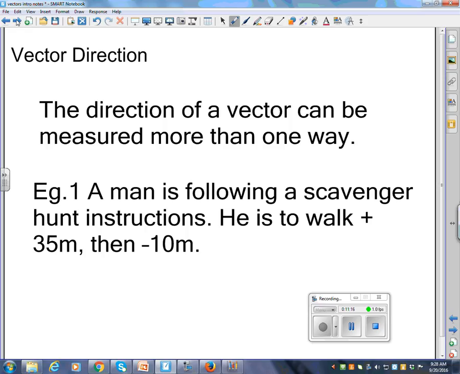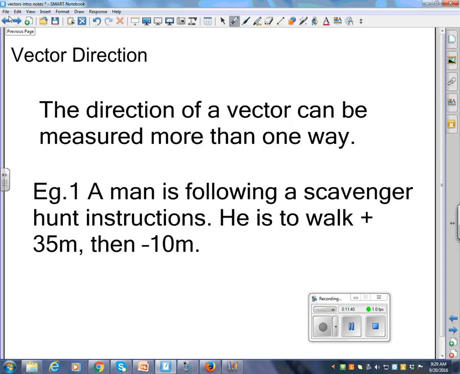The first example, a man is following a scavenger hunt for instructions. He's to walk plus 35 meters and then minus 10 meters. So it'll be like 35 to the right, and then I'm not really sure why back 10. It seems kind of a bit of a waste of time. His displacement is 25 meters. What's the distance that he traveled?